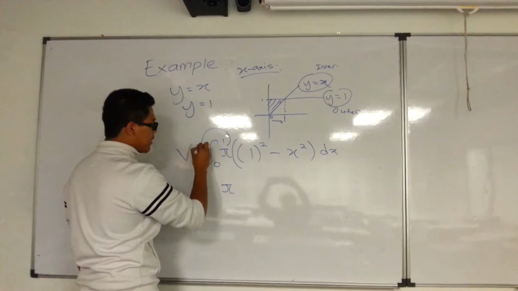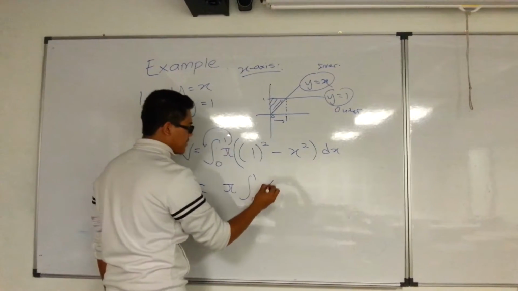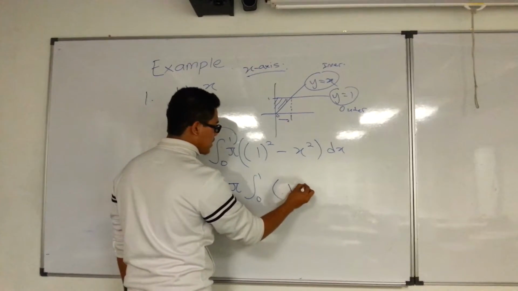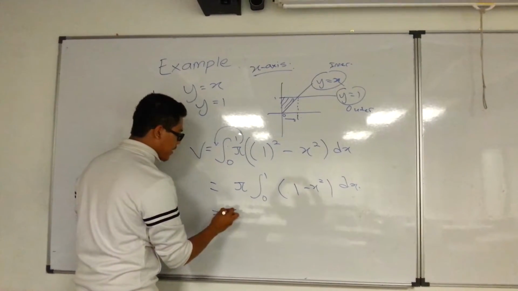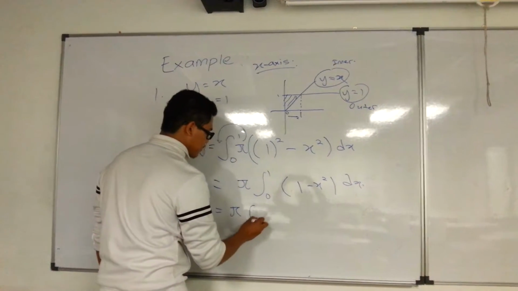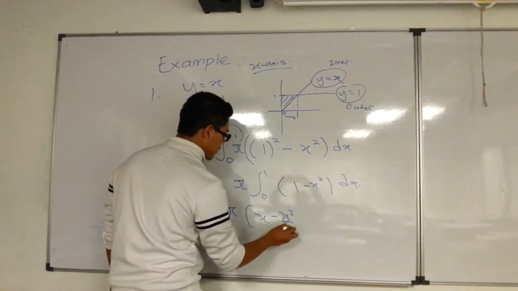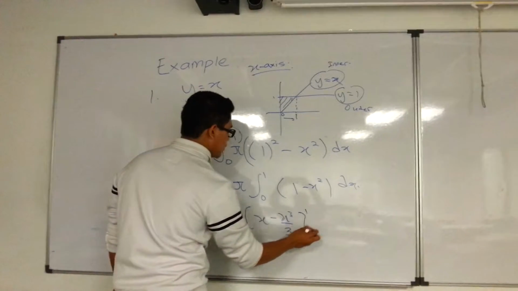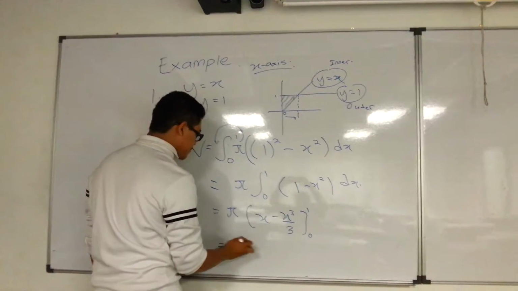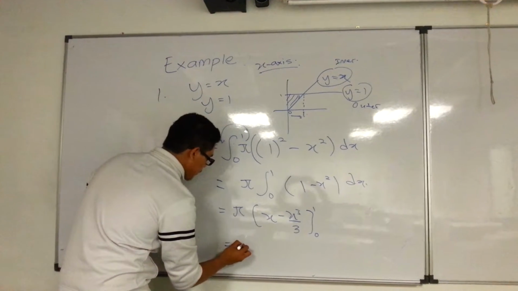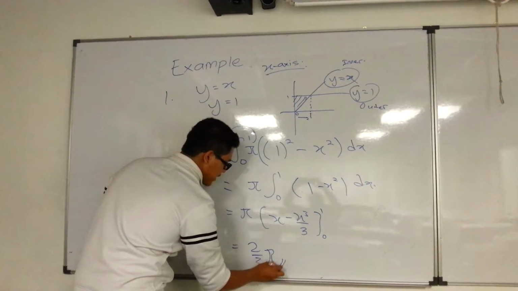We put pi outside, 0 to 1. Simplify inside first. 1 minus x squared dx is equal to pi. Integrate this one. x minus x cubed over 3, from 0 to 1. When we put 1 inside here, you will get 2 over 3 pi. That's the answer.